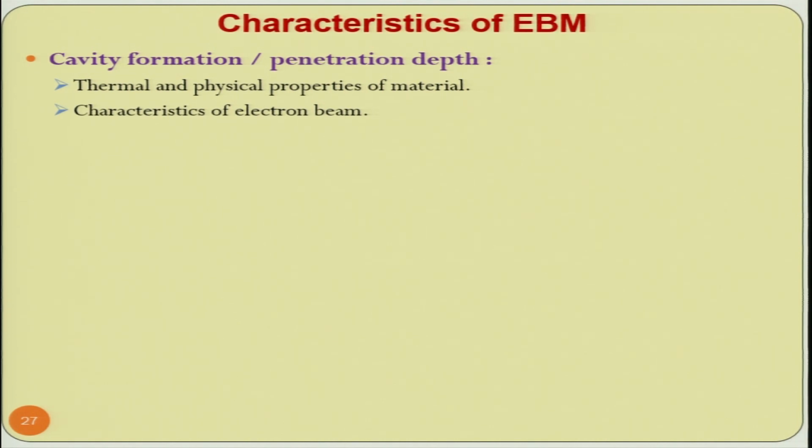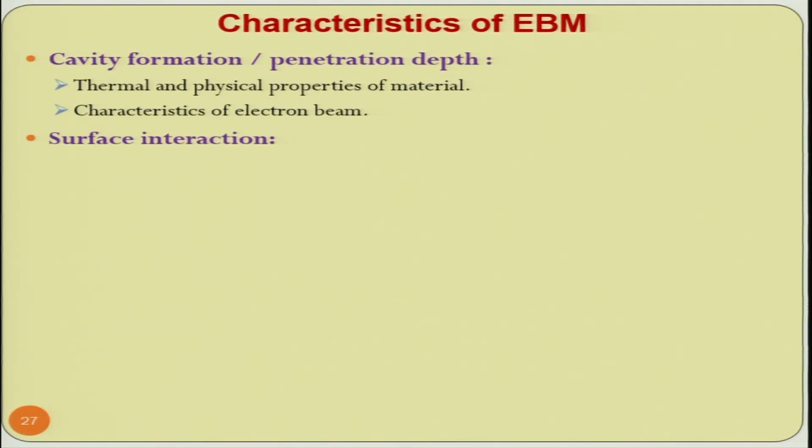Characteristics of the electron beam, as we have seen, basically two types of the beams, that is, one can have uniform energy distribution across the cross section of the beam, another can have parabolic distribution of the energy across the beam, and they will decide exact penetration depth.